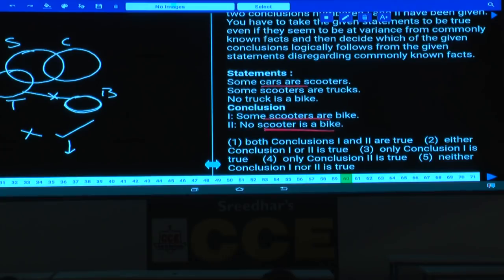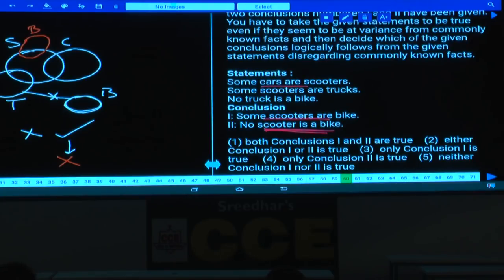What is a complementary? Some scooters are bikes. Tell me whether I can draw my some bike like this or not. Because bike and this truck cannot be intersected. Without intersecting these two, I can definitely draw like this. Then what is your answer here? Negative conclusion. What happened to the negative? Negative conclusion will be false. Alternate diagram proven. Previous negative conclusion will be false.